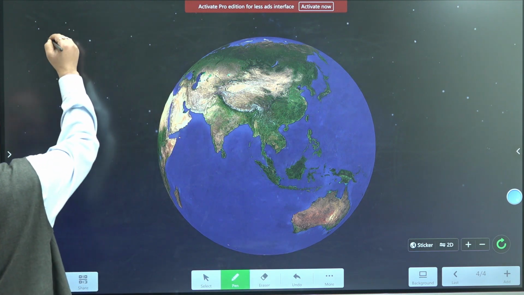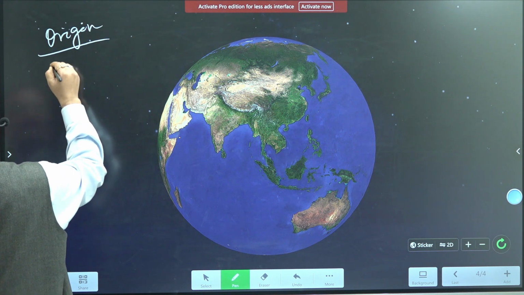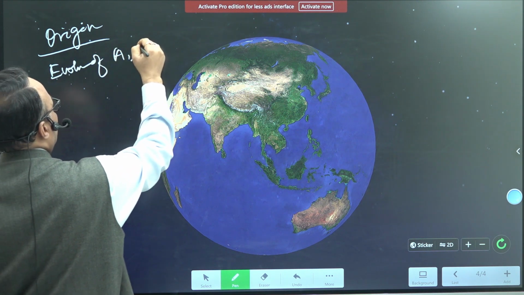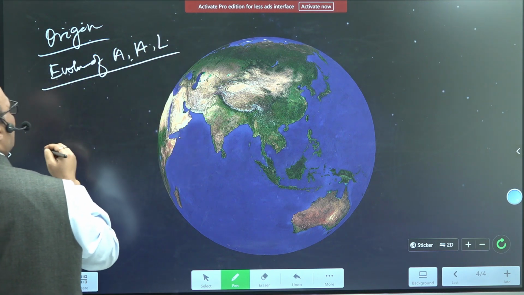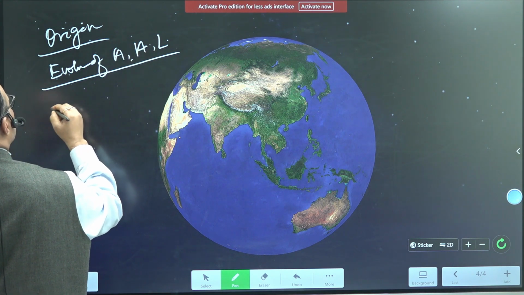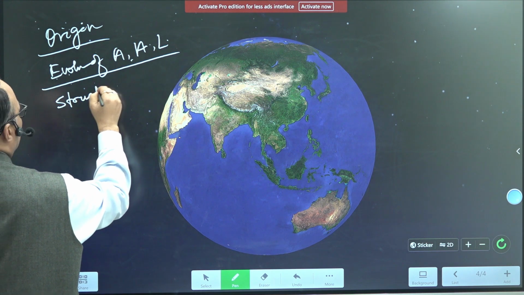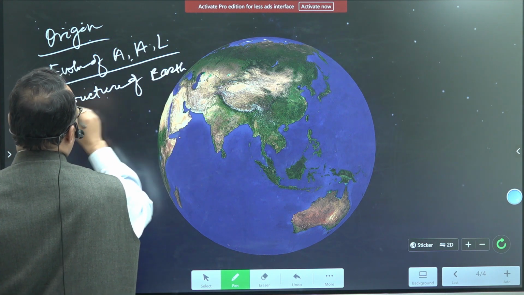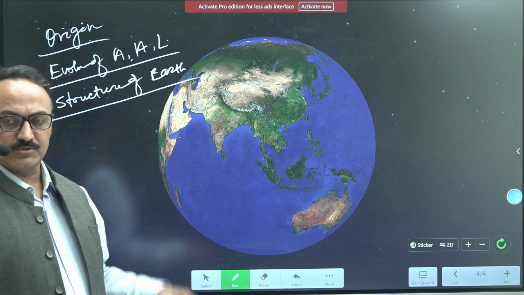Now you have understood the origin aspect, then we have understood the evolution of the atmosphere, hydrosphere, lithosphere, and then we also understood the structure of the earth. So having the basic concepts of these 3 topics, you have understood.